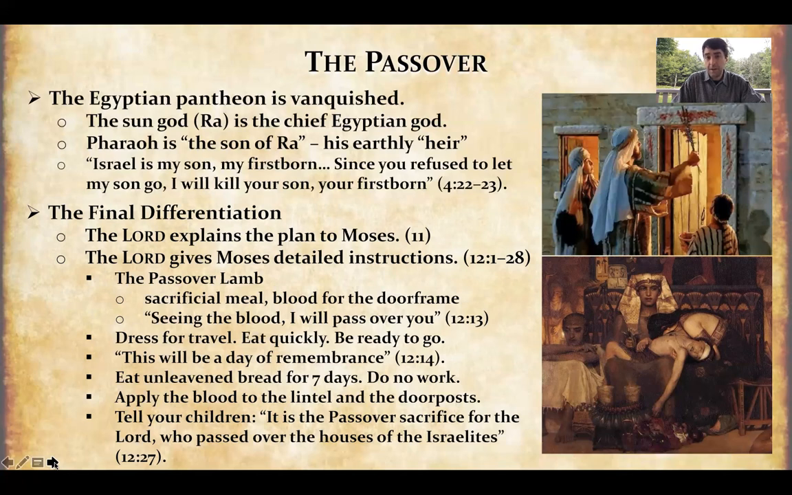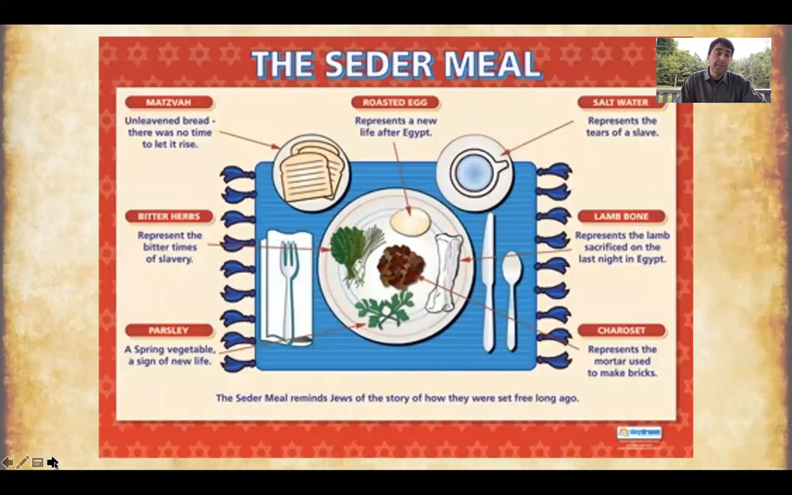This is where we get that name Passover from, as it's when the Lord passes over the Israelite homes in the last plague. And it's the basis for the Jewish celebration of Passover, of course, and the Seder meal. So this meal begins to be outlined in chapter 12.